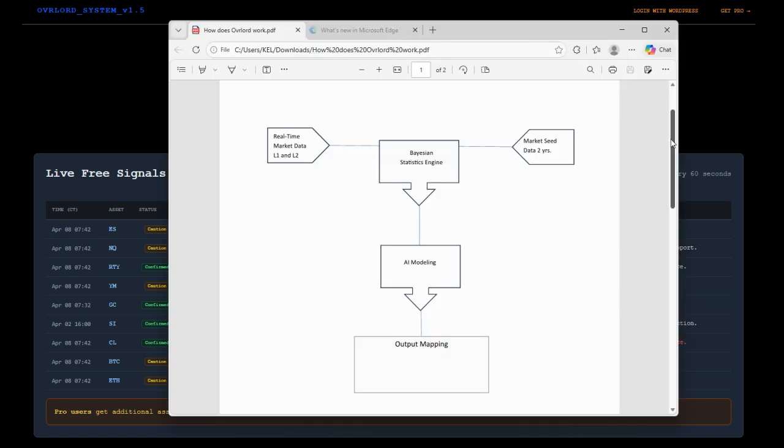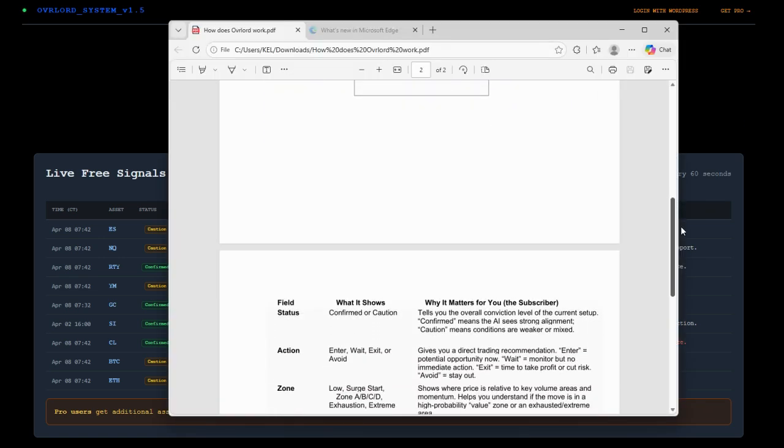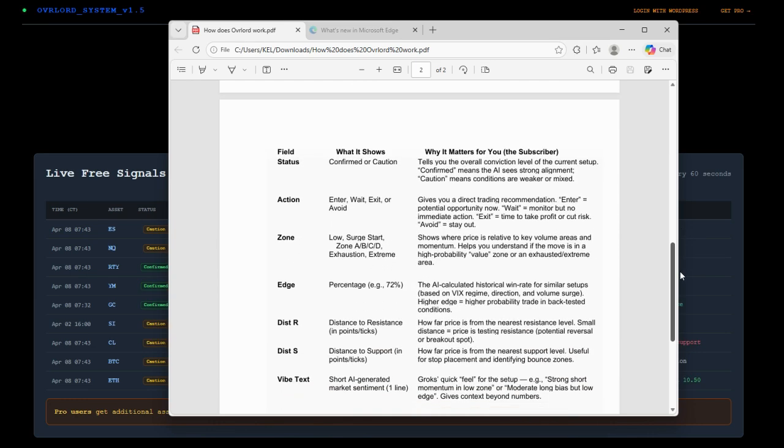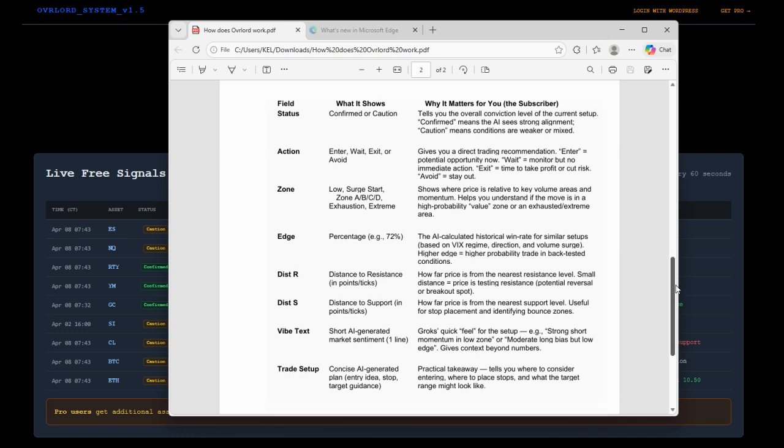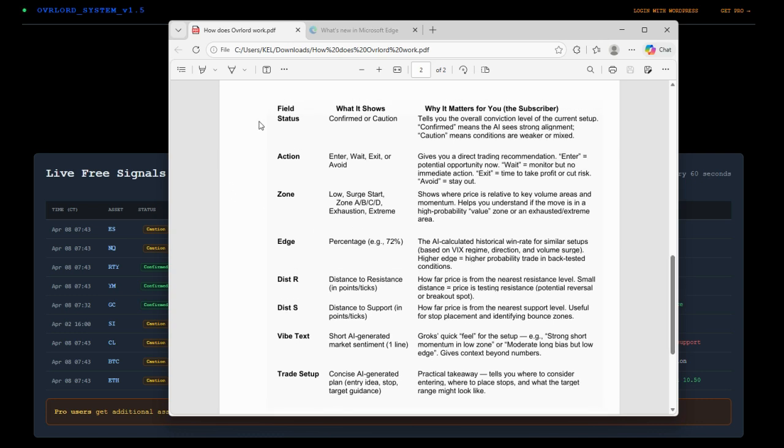A little bit more information about the data that's coming out, basically a legend. So we have a status which is confirmed or caution. We have an action: enter, wait, exit, or avoid. We have a zone: low, surge, start, A, B, C, D, exhaustion, extreme. We look for the low, and we're cautious when we have exhaustion and extreme.